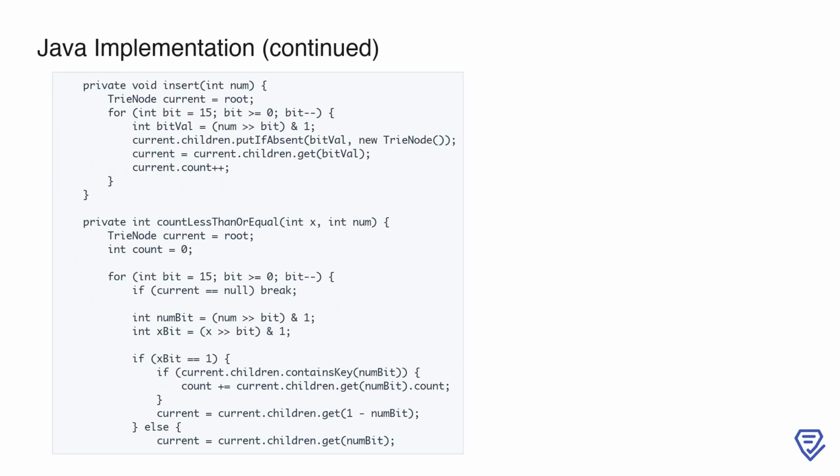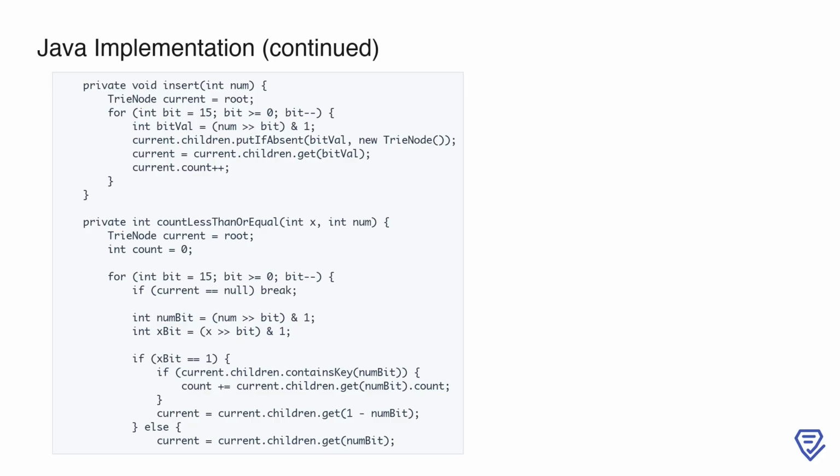To support the countPairs method, we define the insert method. This method takes an integer number and inserts its binary representation into the tree. Starting from the most significant bit, we extract each bit using a bitwise operation. If the bit does not exist in the current node's children, we create a new tree node for it. We then move to the child node corresponding to this bit and increment its count to reflect the addition of a number passing through. This ensures that the tree is updated with the binary structure of number.